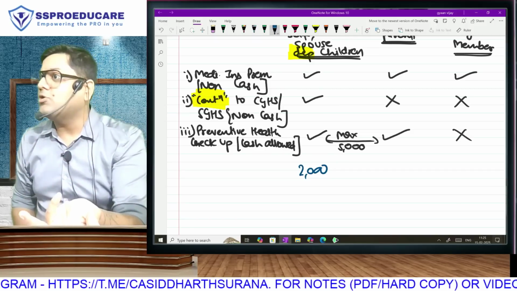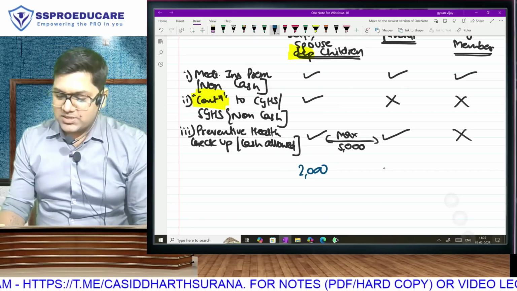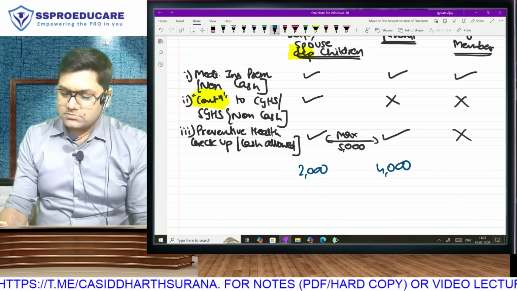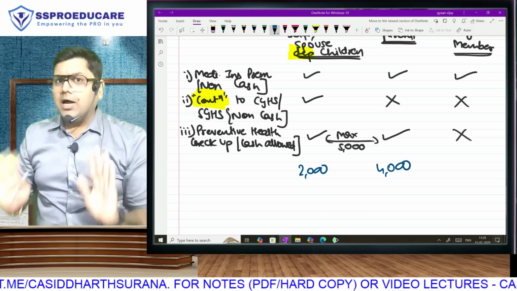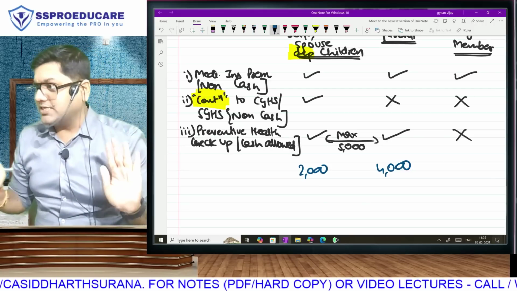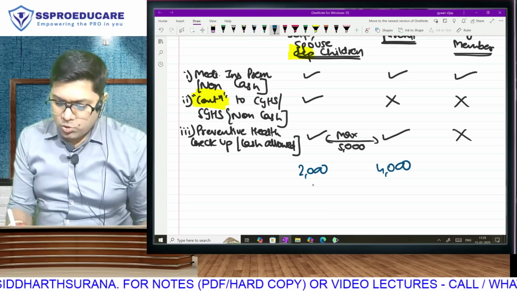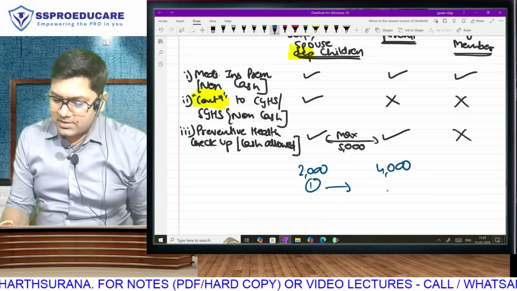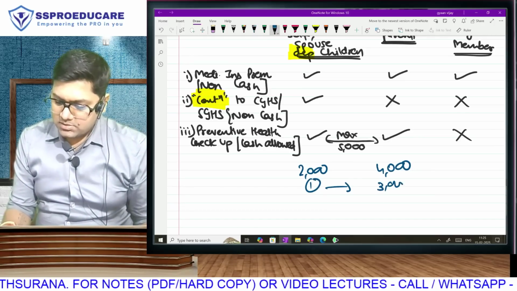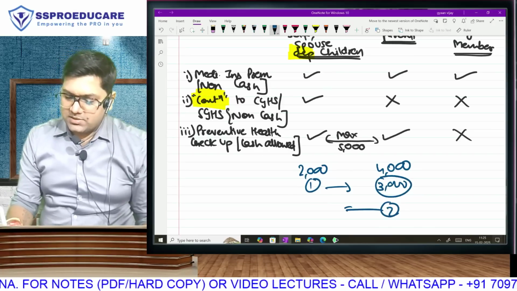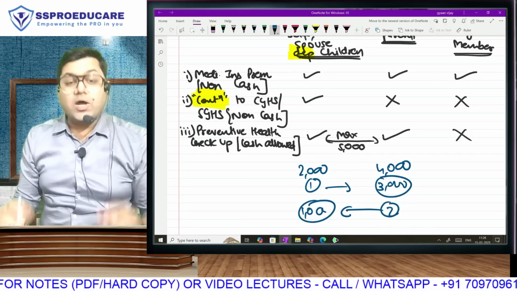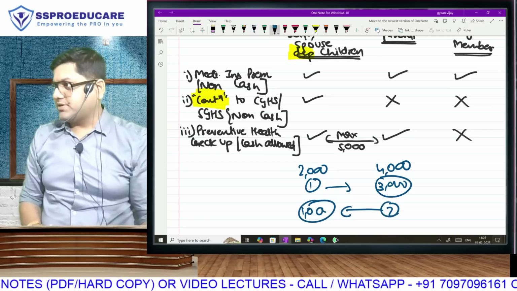Supposingly, for self, spouse and dependent children, I have incurred 3,000. And for parents, supposingly, I have incurred 4,000. In cash, allowed or not allowed? Allowed. But I won't get 6,000. Please understand. If I take 2, then I can take 3,000 here, or if I take this 4,000, then I can take 1. So I can take 2 plus 3 or 4 plus 1.